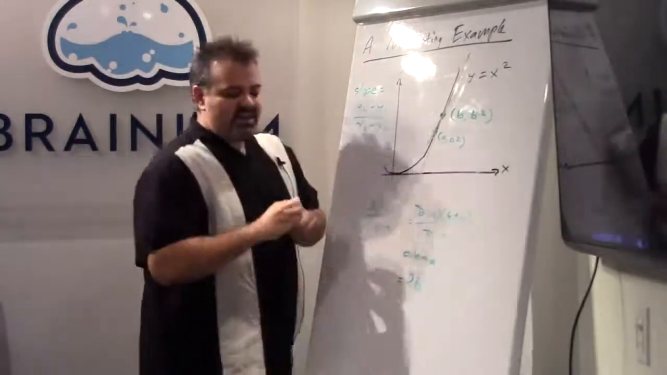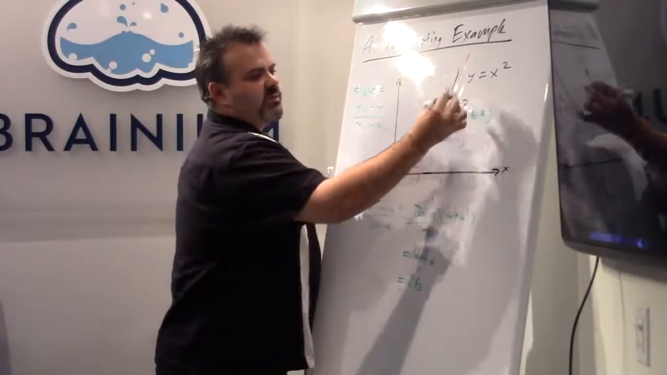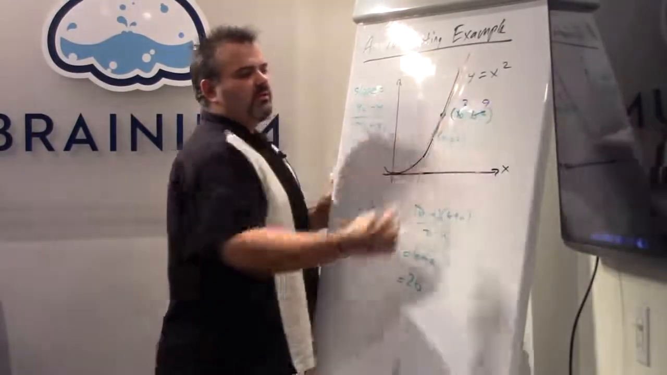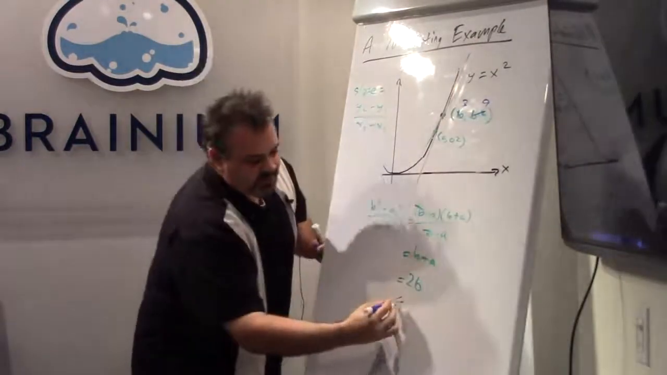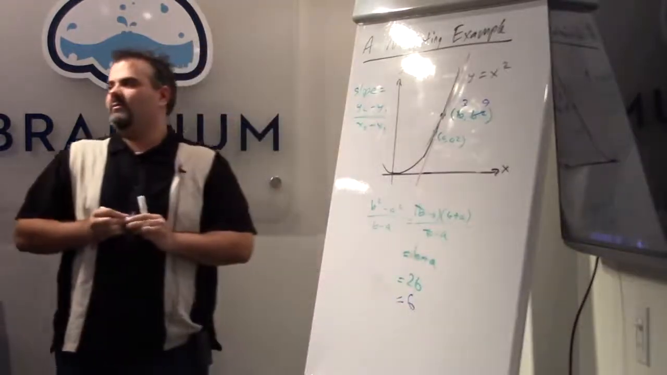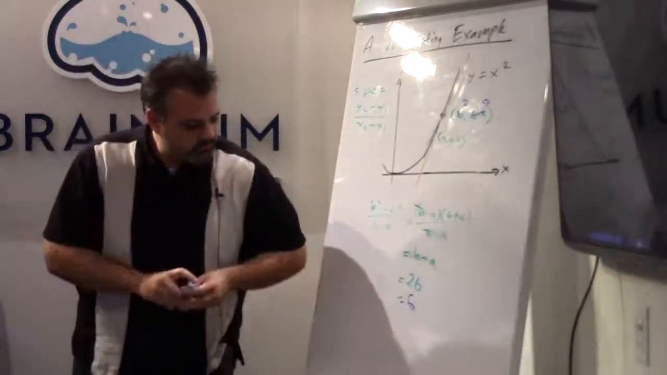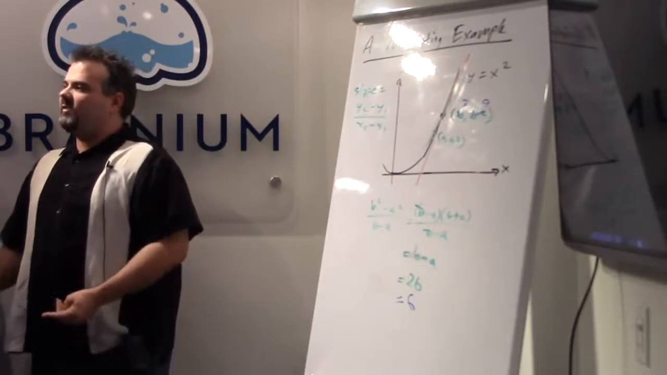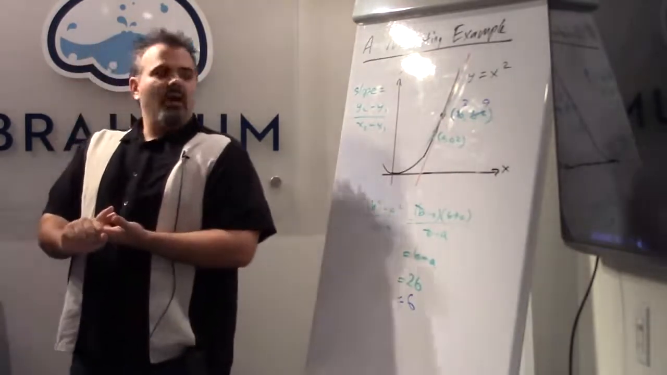And now let's say at this point, what did we want b to be? We wanted b to be 3. And so what's the slope? 6. Okay. So what helped us there? What helped us there was abstraction.